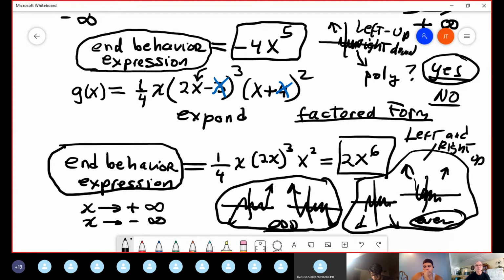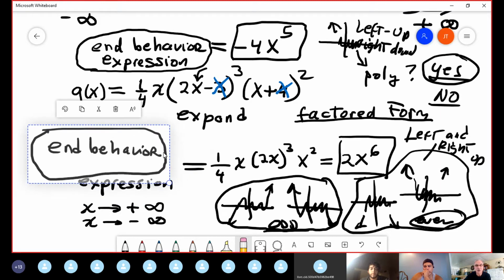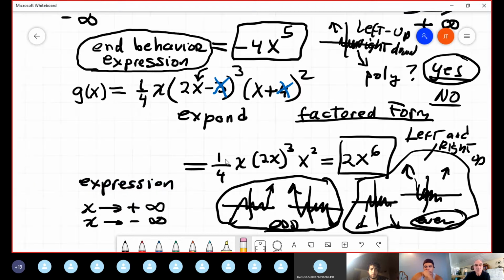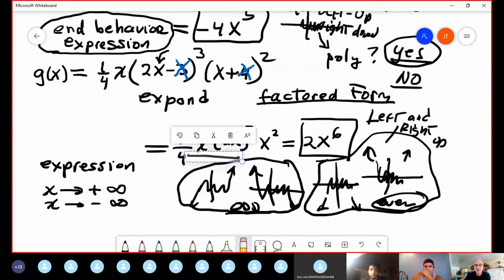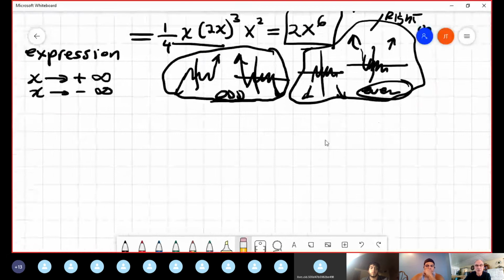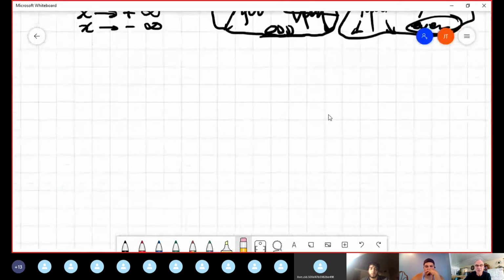End behavior application, utilization of the end behavior. Huh? No Canva. Eraser. I don't know what happened here. Delete. Okay, don't worry. Let me try to move that direction. Do you understand end behavior or no?